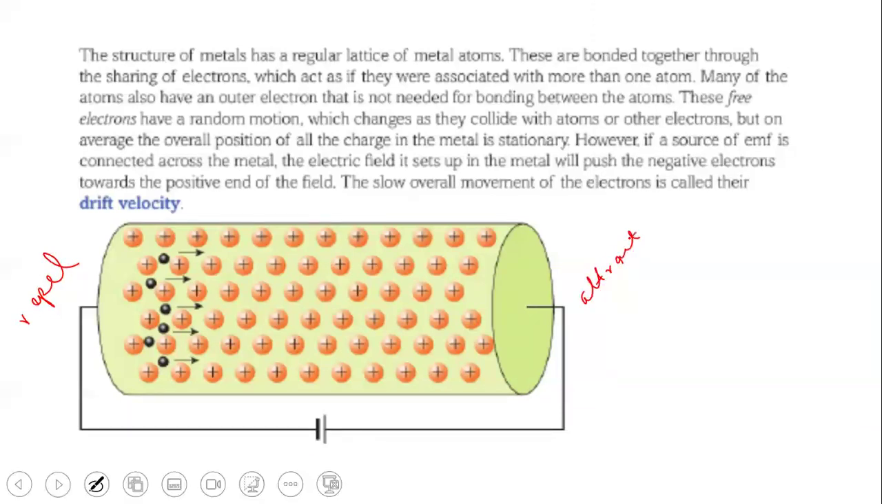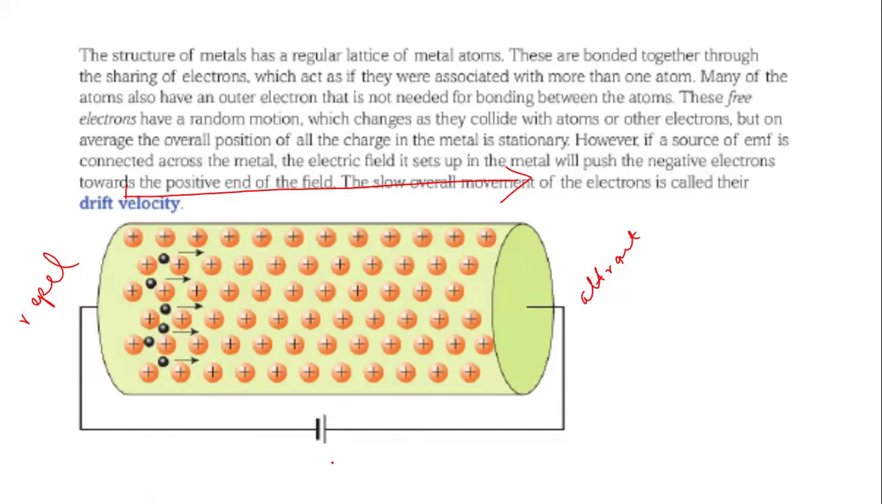As a result, the electrons are going to move from one area to another. They will move from one end of the wire to the other. This is why metals are able to conduct electricity, because whenever I connect a power supply, these electrons are delocalized, they are free, they are available.